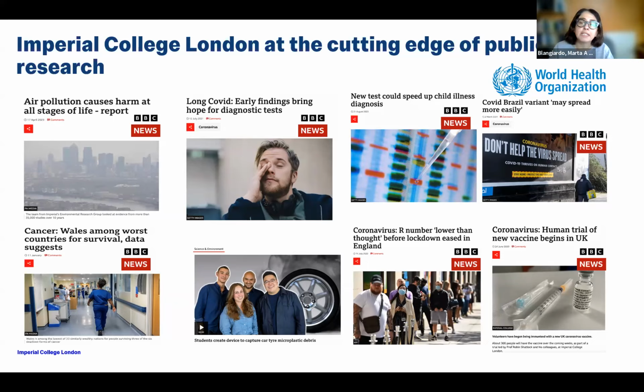And we do all this exciting research, and here are some examples of how our research goes into the news. For instance, we work on air pollution, we work on cancer, on vaccines, on long COVID, on monkeypox, etc. Within the UK, within England, Wales, Scotland, but also globally. So we have lots of collaborations with African countries, with South American countries, Asian countries, and so on.